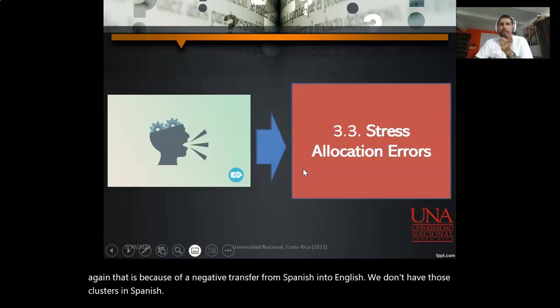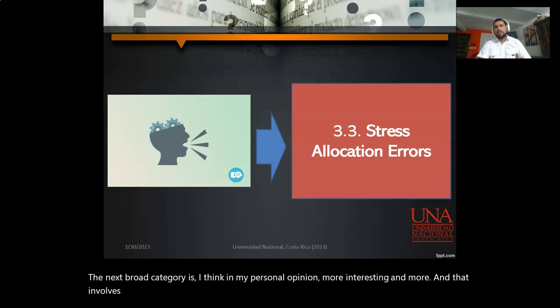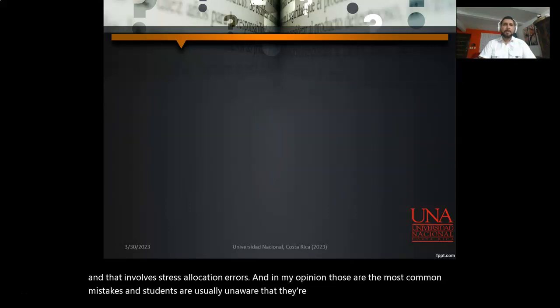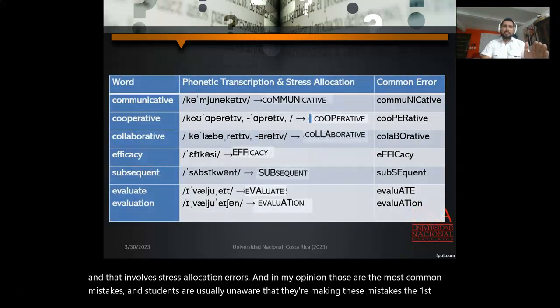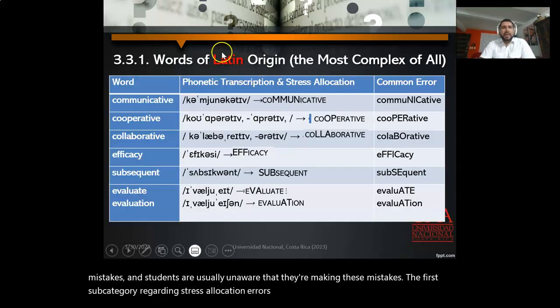The next broad category is, I think, in my personal opinion, more interesting and more complex, and that involves stress allocation errors. And in my opinion, those are the most common mistakes, and students are usually unaware that they're making these mistakes. The first subcategory regarding stress allocation errors takes place with words of Latin origin.